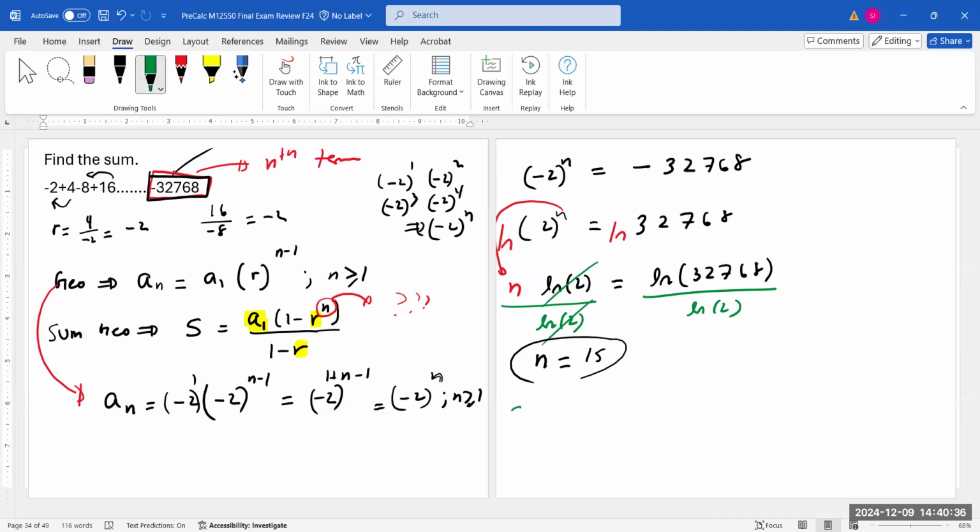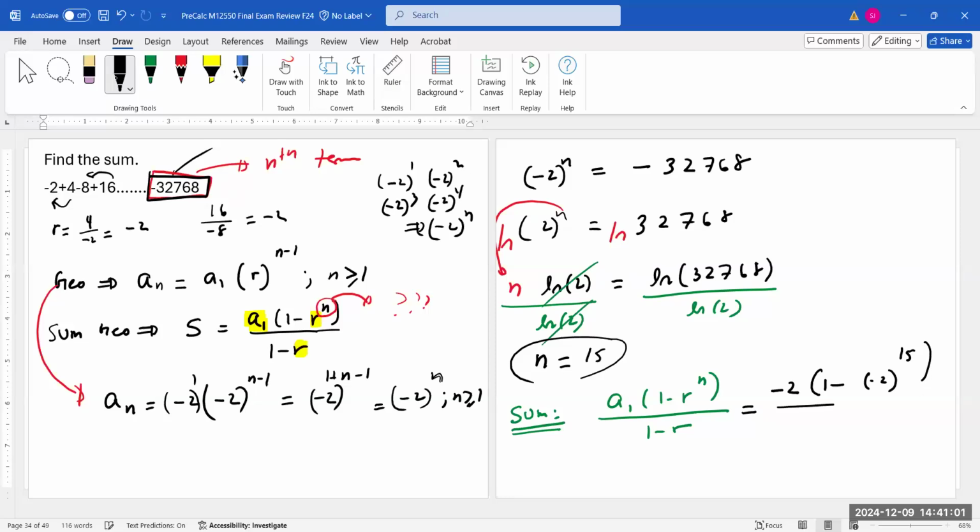That means finally we can find the sum. The sum is the first term times 1 minus r to the n, whole thing divided by 1 minus r. We have now all the information. Our first term is -2, our common ratio r is -2, and our n is 15. Whole thing divided by 1 minus -2.